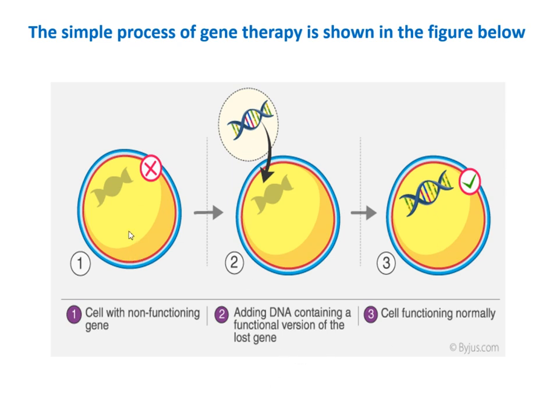See, this diagram shows a very simple process of gene therapy. In the first diagram, this is a cell with a non-functioning gene. Into this cell with the non-functioning gene, in the second step, they are going to add DNA containing a functional version of the lost gene. So here, this cell with the non-functioning gene becomes active, and now it is functioning normally. This diagram represents a very simple process of gene therapy.